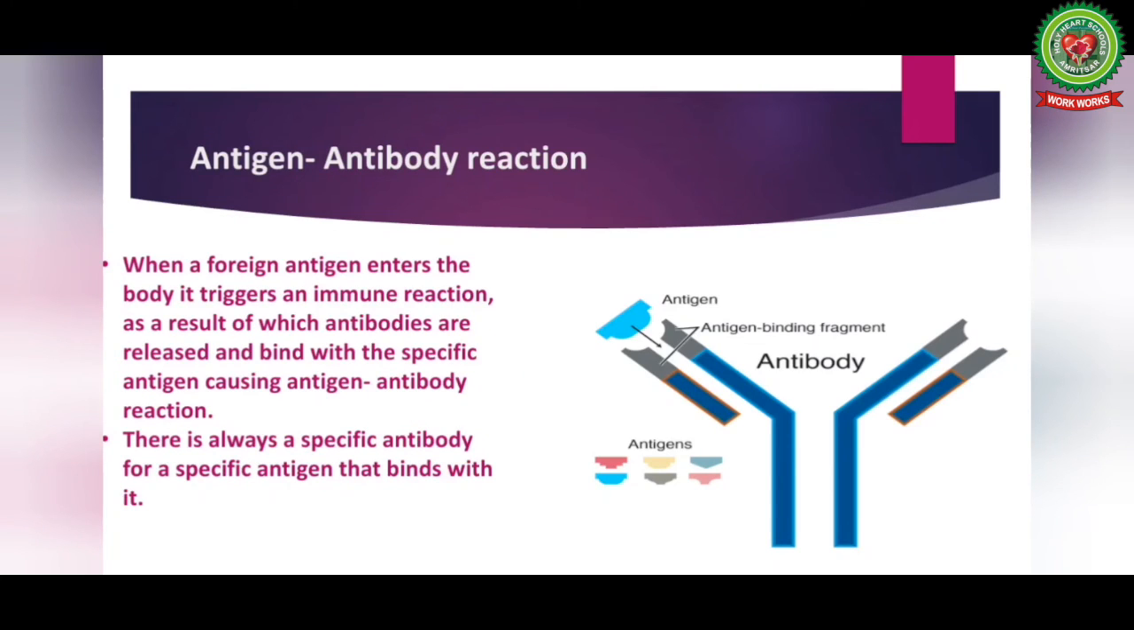Antigen-antibody reaction. When a foreign antigen enters the body, it triggers the immune reaction, as a result of which antibodies are released. And these antibodies bind with the specific antigen, causing the antigen-antibody reaction. There is always a specific antibody for a specific antigen that binds with it. So this is the antigen binding fragment which is going to bind with a specific antigen. So the shapes are shown. How are they going to bind with each other? A specific shape is going to fit in a specific one.